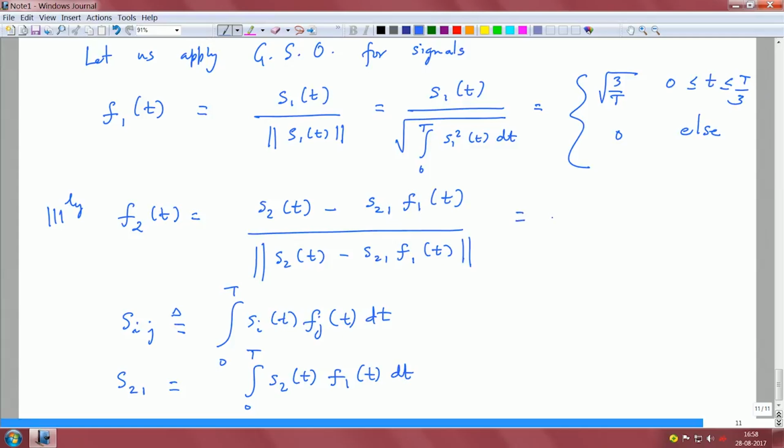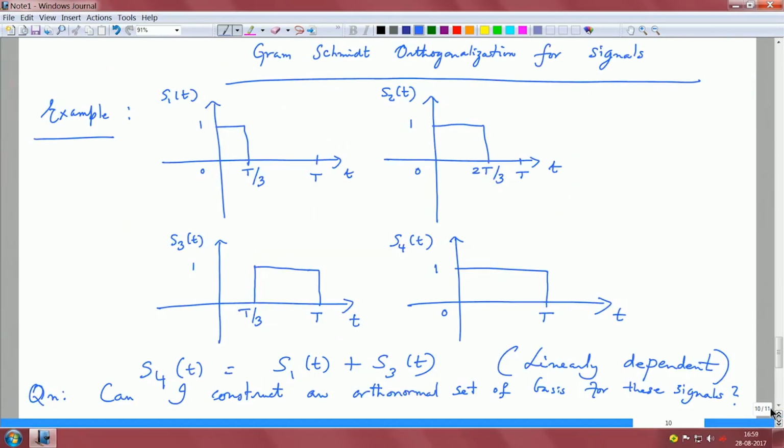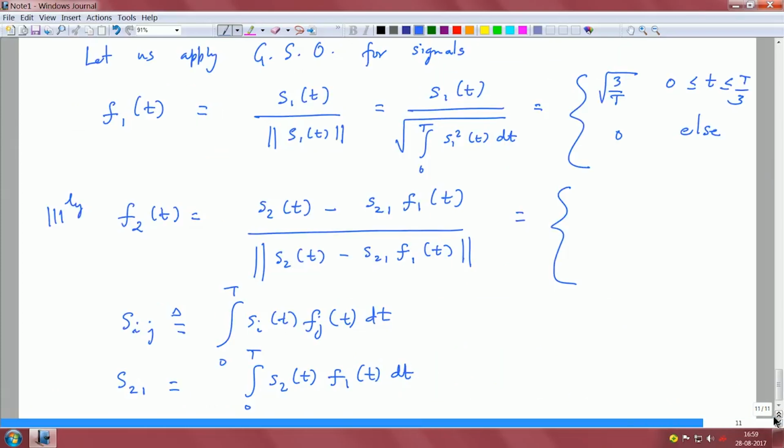So, if you carefully did this math, you just observe the signal. When I take S2 with F1, if you just observe this diagram, this exists only in 0 to T by 3, because from T by 3 to 2T by 3 it just does not exist, the inner product is going away. So, what you are left with is basically this signal defined from 0 to capital T by 3, that is what you have for that part of the signal. So basically when you subtract all these things and when you normalize, you will end up with root of 3 by T.